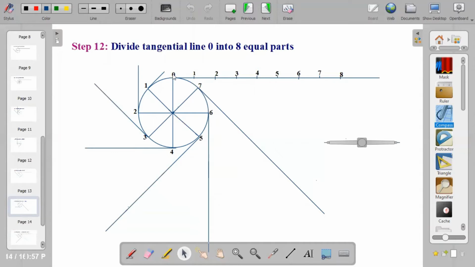Now, center at point 0. Mark off 8 equal divisions. We are marking 8 equal divisions because the circle was divided into 8 equal parts. So you mark off 8 equal divisions using any of these. You can pick the distance from 0 to 1, you can pick 1 to 2, you can pick any, then you mark off 8 equal divisions.